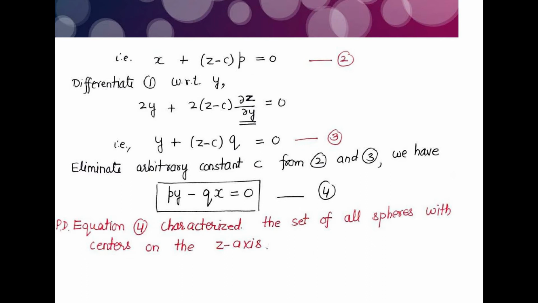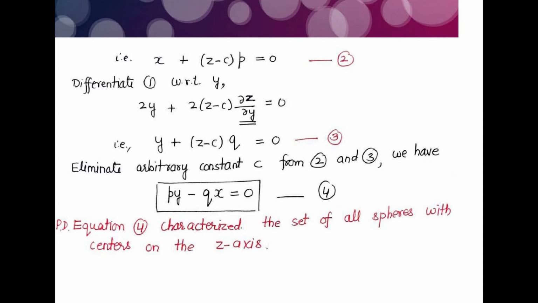Now again start with equation number 1. Differentiate with respect to y. We have 2y plus 2 (z minus c) curly z over curly y. This is equal to 0. Divide by 2. We have equation number 3.